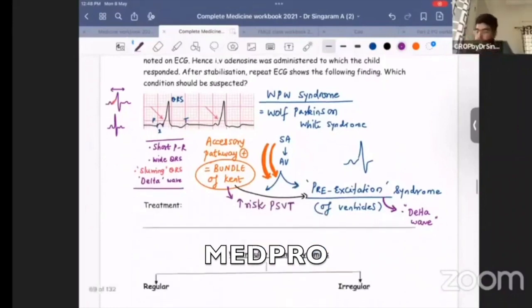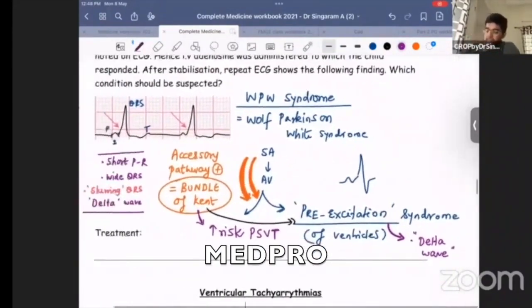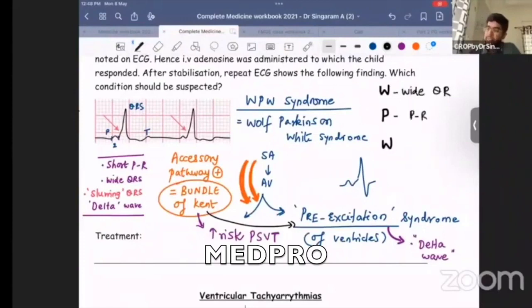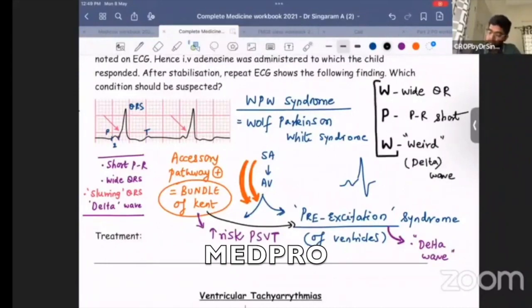Okay, right. And Wolff-Parkinson-White syndrome, the features can be remembered like this: WPW. How? It is something like this. W for wide QRS. Easy. Wide QRS. Then P for PR interval. What is happening to the PR interval? It's a short PR interval. And one more W is for the weird wave. What is the weird wave you're seeing there? I am seeing a delta wave there. That's all. So this is how you can remember the features of Wolff-Parkinson-White syndrome.